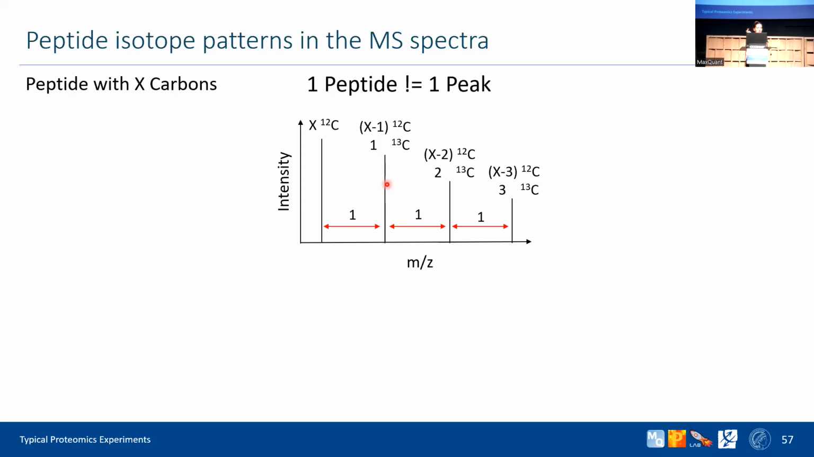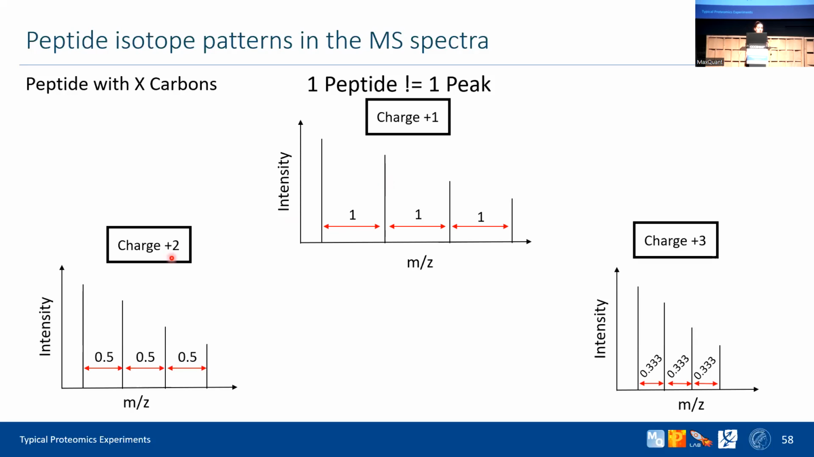So if it's 1, then the charge of the peptide that I'm measuring is 1. If it's 0.5, then the charge of the peptide is 2. And if it's 0.333, the charge is 3, and so on and so forth.